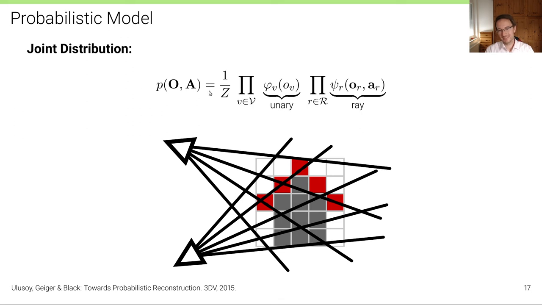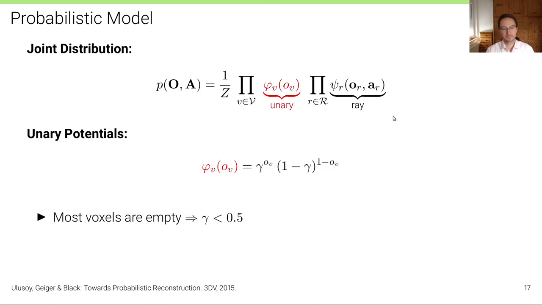We factorize this distribution over all occupancy and appearance variables into a product of unaries and so-called ray factors. These ray factors are higher order potentials. They are not pairwise factors like in the stereo example, but really higher order potentials, because they connect all the variables along the ray, all the O's and A's along the ray, which could be hundreds of variables. So we need to find an efficient, tractable way of doing inference in this model because we have such high order factors.